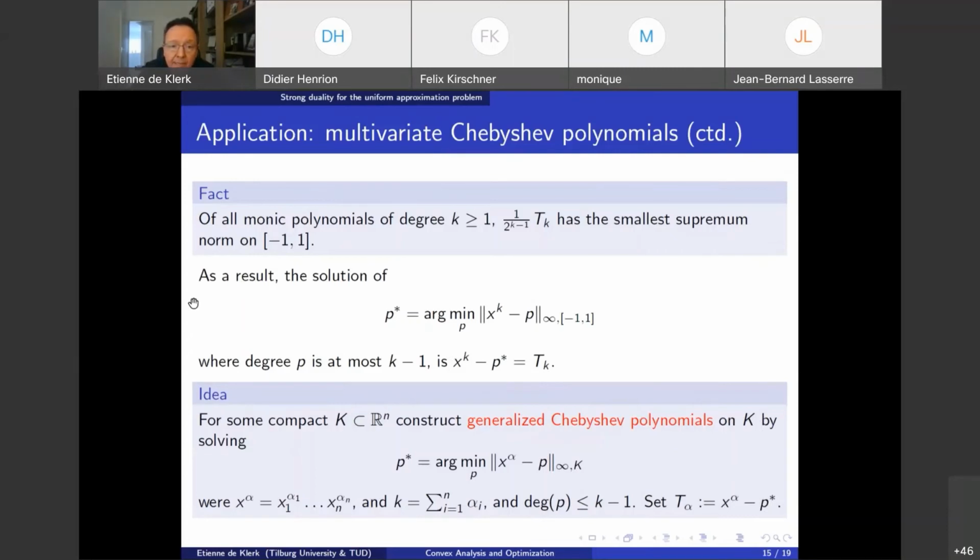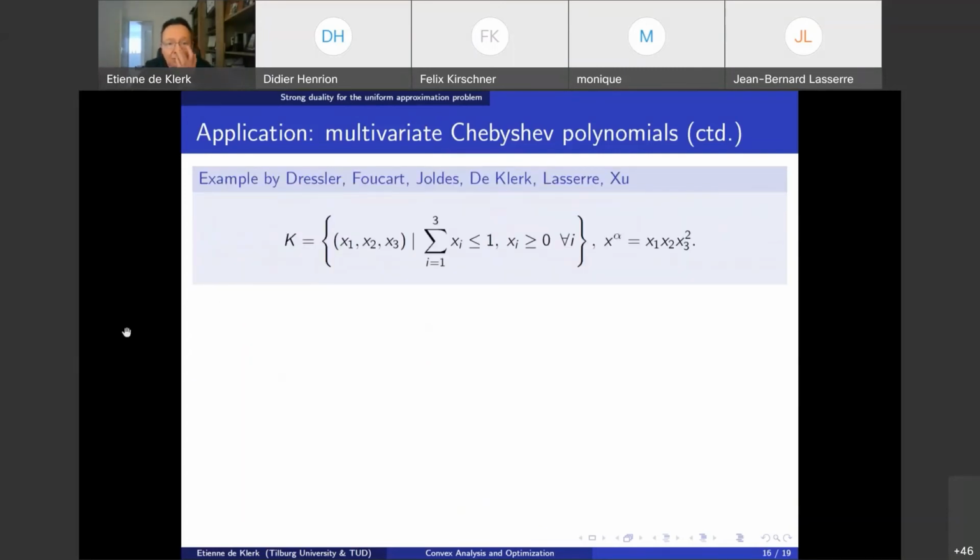Okay, and then I have an example. Like I said, I'm working on this with some people in the context of a project at the American Institute of Mathematics: Marike Dressler, Simon Foucault, Yara Yildiz, myself, Jean Bernard, and Professor Xu, I forget his first name now.